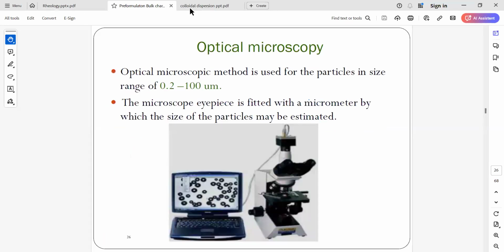So first one is optical microscopy. In case of optical microscopy, the range in which we can measure the particle size is 0.2 to 100 micrometer. Okay, it's a micrometer. 0.2 to 100 micrometer. And as I have told you, we use an ocular micrometer in the eyepiece. We fit the ocular micrometer because we have to count and measure the diameter of individual particles.